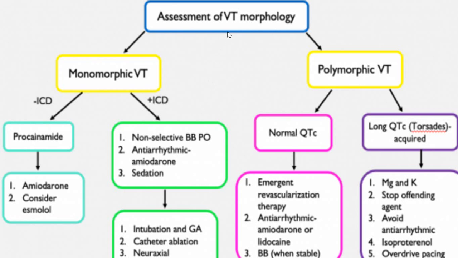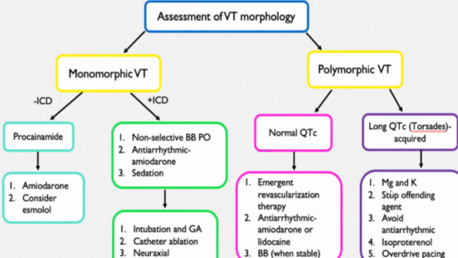Now, before all this treatment, rapidly you should assess the VT morphology. If it is monomorphic, depending on whether it is stable or unstable, accordingly the treatment should be decided. And in polymorphic, normal QT and prolonged QT. In a normal QT, emergency revascularization in an ischemic heart disease. If it is due to drugs or other conditions, antiarrhythmic drugs can be utilized. And when the person is stable, beta blocker is common.